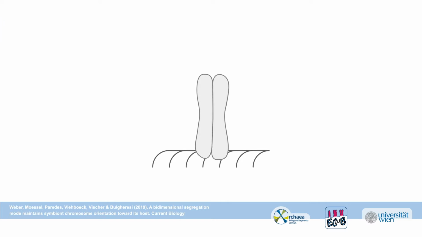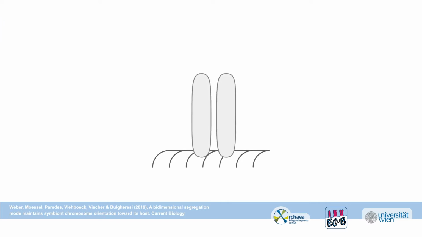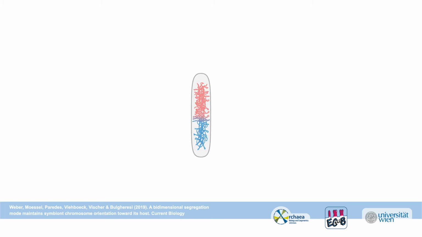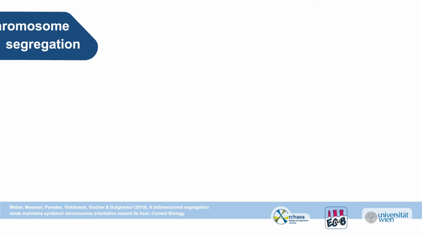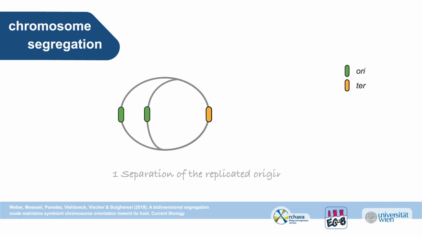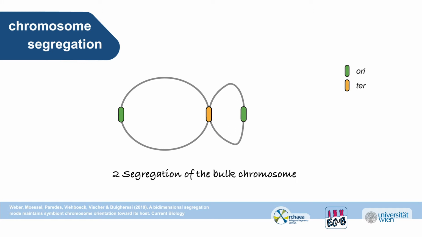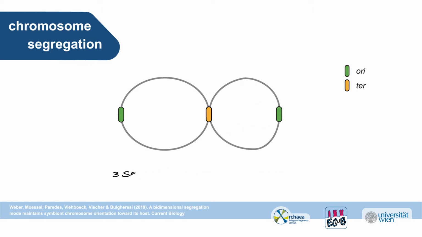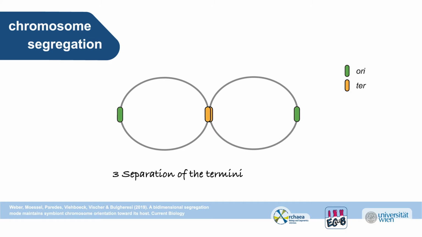We hypothesized that the uninterrupted host attachment would affect bacterial chromosome dynamics and set out to localize specific chromosomal loci and putative DNA segregation proteins. It was shown in model bacteria that chromosome segregation starts with the separation of the replication origin, then the bulk chromosome is segregated, and finally the region where replication terminates is separated.